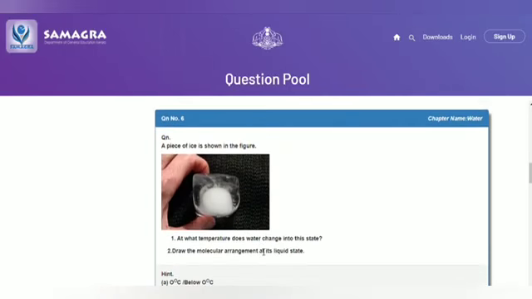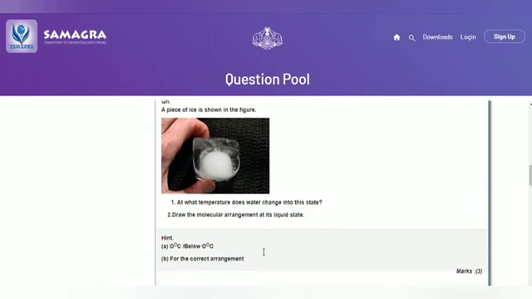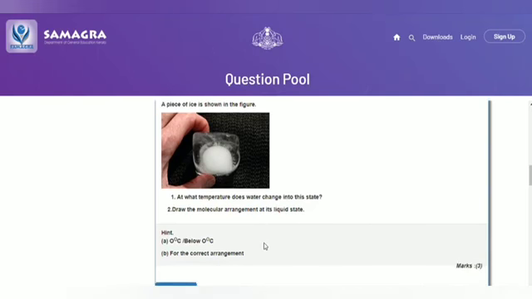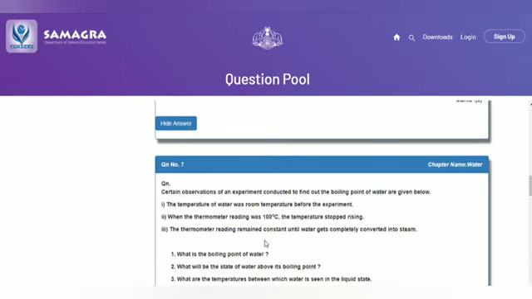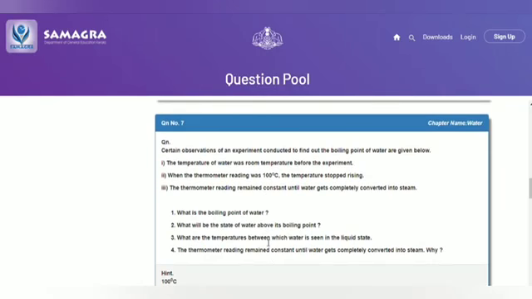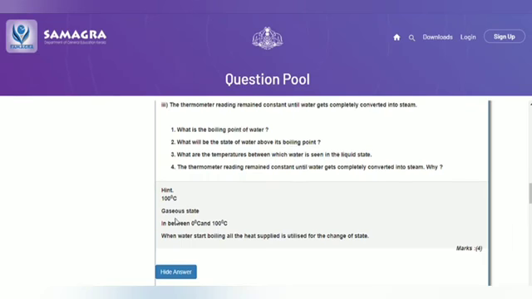A piece of ice is shown in the figure. At what temperature does it change into liquid state? 0 degrees Celsius or below 0 degrees Celsius. Draw the molecular arrangement at its liquid state for the correct arrangement. Certain observations of an experiment conducted to find out the boiling point of water are given below. The temperature of water was room temperature before the experiment. When the thermometer reading was 100 degrees Celsius, the temperature stopped rising. The thermometer reading remained constant until water gets completely converted into steam. What is the boiling point of water?